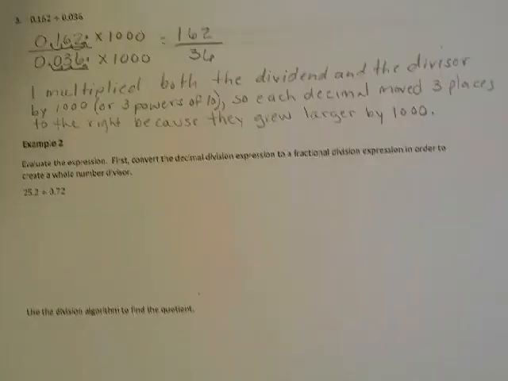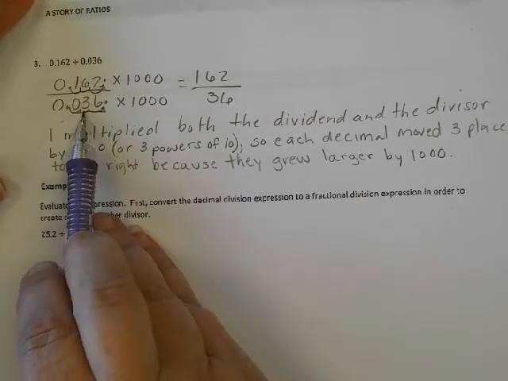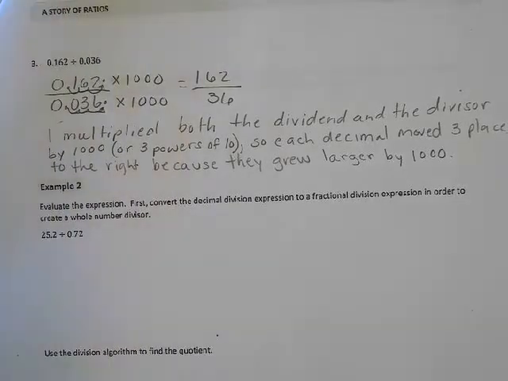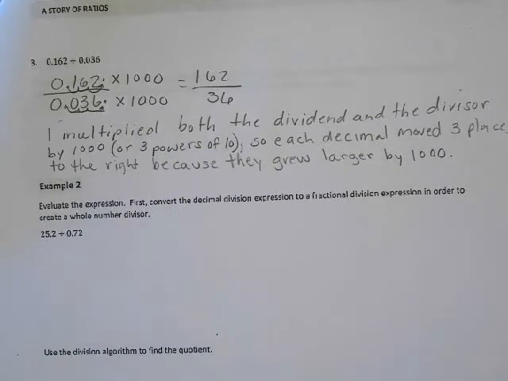Number 3, because there were 3 numbers behind the decimal in your denominator, you should have multiplied both the numerator and denominator by 1,000, which should have given you 162 over 36. And again, your statement: I multiplied both the dividend and the divisor by 1,000 or 3 powers of 10. So each decimal moved 3 places to the right because they grew larger by 1,000.